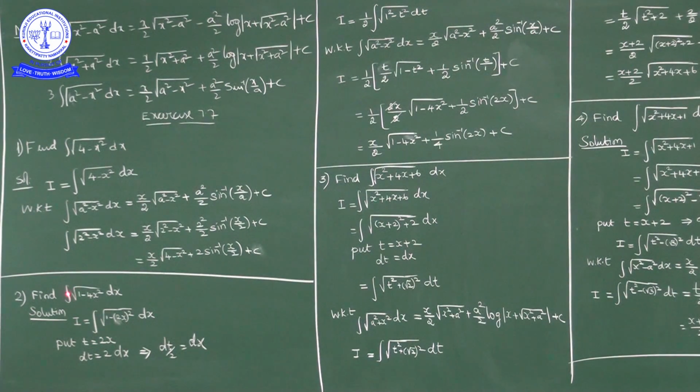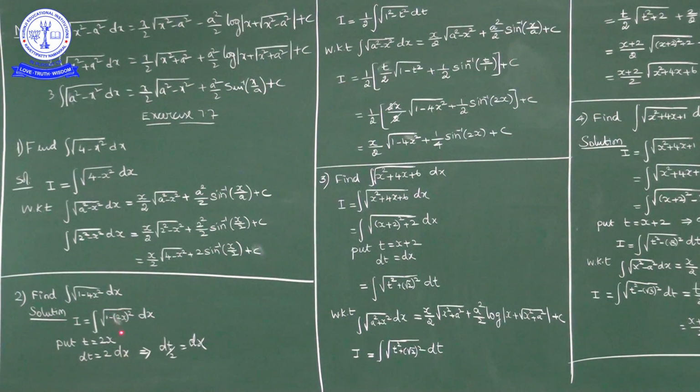Find the integral of square root of 1 minus 4x square dx. Now here, 4x square we can write as 2x whole square. So I is equal to the integral of square root of 1 minus 2x whole square dx.